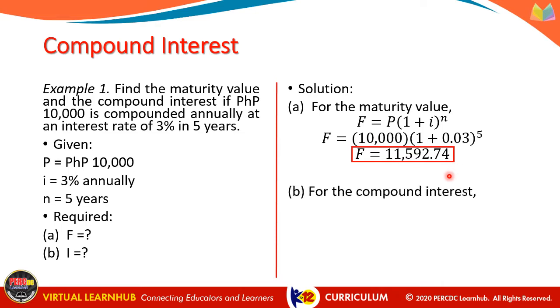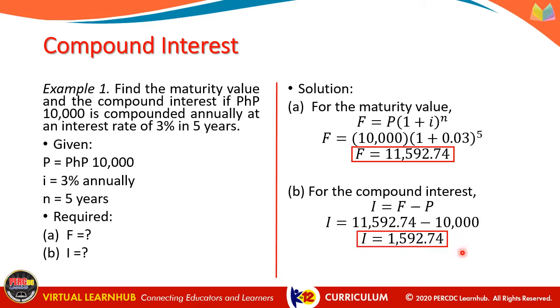And for the compound interest, we know that maturity value is equal to principal plus the earned interest. So we can say that the interest earned is equal to the maturity value minus the principal, right? Interest earned is equal to 11,592.74 minus 10,000 pesos. The interest earned is 1,592.74.